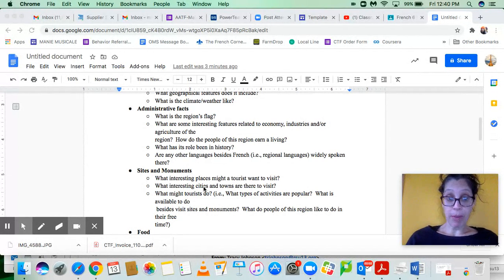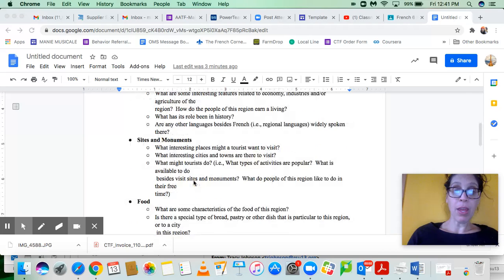Maybe some regions might. Sites and monuments: if you went there to visit as a tourist, what could you go to visit? What are the biggest tourist attractions for towns? Which towns would you visit? What could you do there? Is there a festival specific to that area that you could visit? Monuments, sites, hikes, is the ocean there? What could you do if you went there to visit?